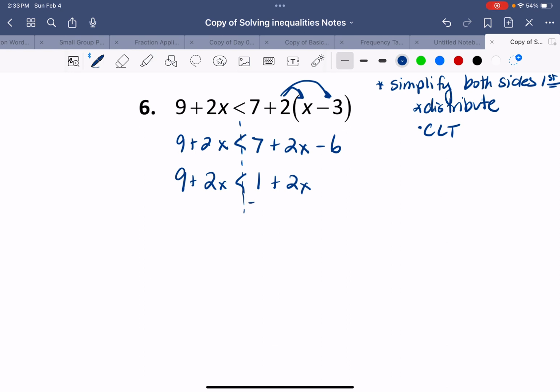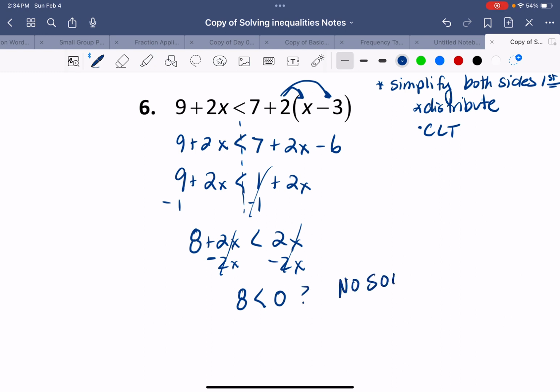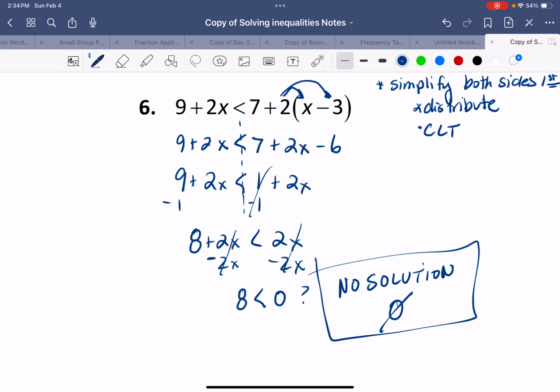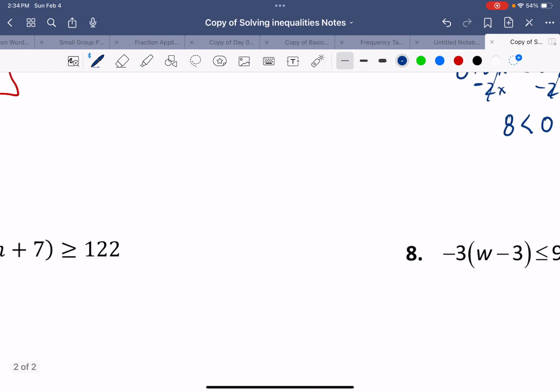And so I'm going to start by negative 1. So I've got 8 plus 2x is less than 2x now, okay? But this is looking kind of funny. Negative 2x, right? What happens? 8 is less than 0. Well, that's not true. No, that can't happen. So this is a no solution problem. And you can do this as well. Okay, so this is the answer to number 6. You will have that happen sometimes.